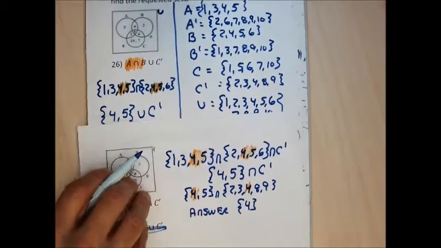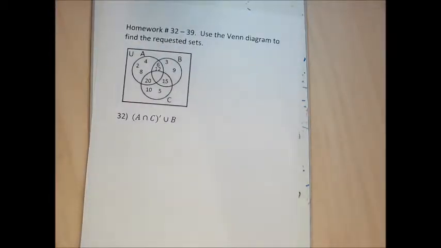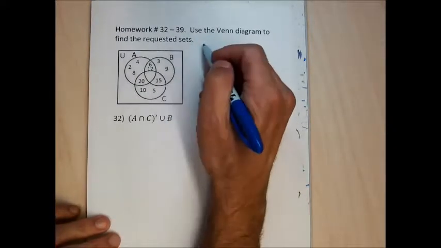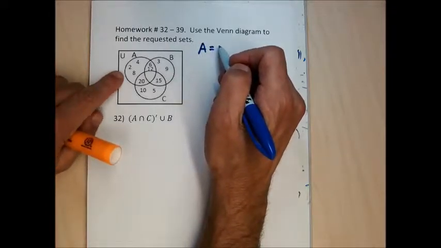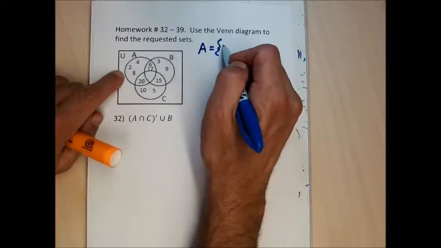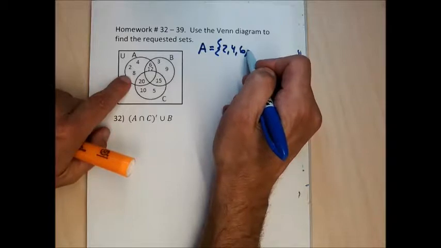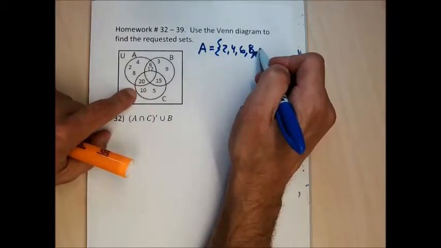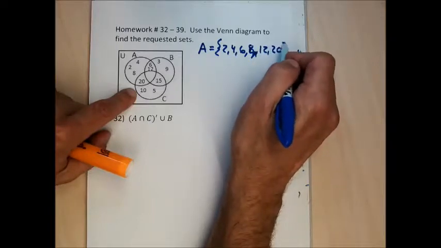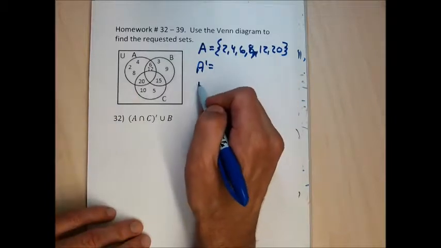All right, 32 through 39, last set of problems, last picture that we have to get the A's, the B's, the C's, and the U's. So let me try to write down what A complement is, B complement, C complement. A is 2, 4, 6. Let me do it slowly. A is 2, 4, 6, 8, 12, and 20. Probably going to need to know what A complement is, so I'll leave that space there.